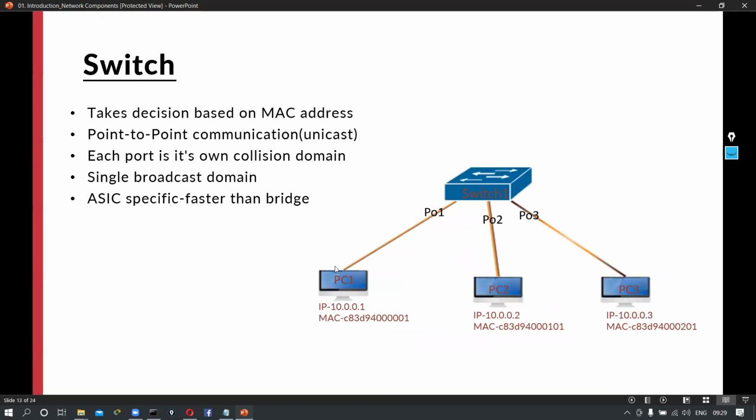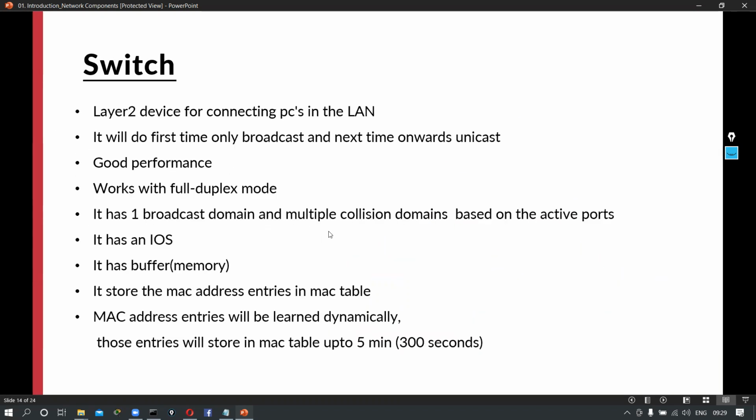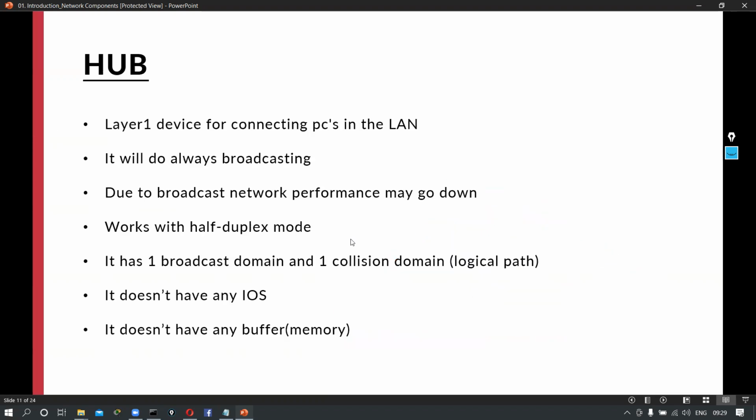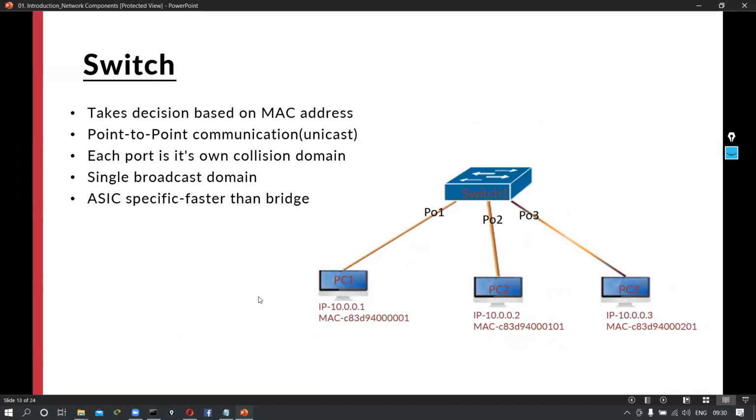What about in the switch? One broadcast domain and multiple collision domains. Just to remember, I will explain that. Now, here the hub doesn't have any OS. IOS means internetworking operating system. No OS means it is not intelligent. Correct. Now, what about in the switch?